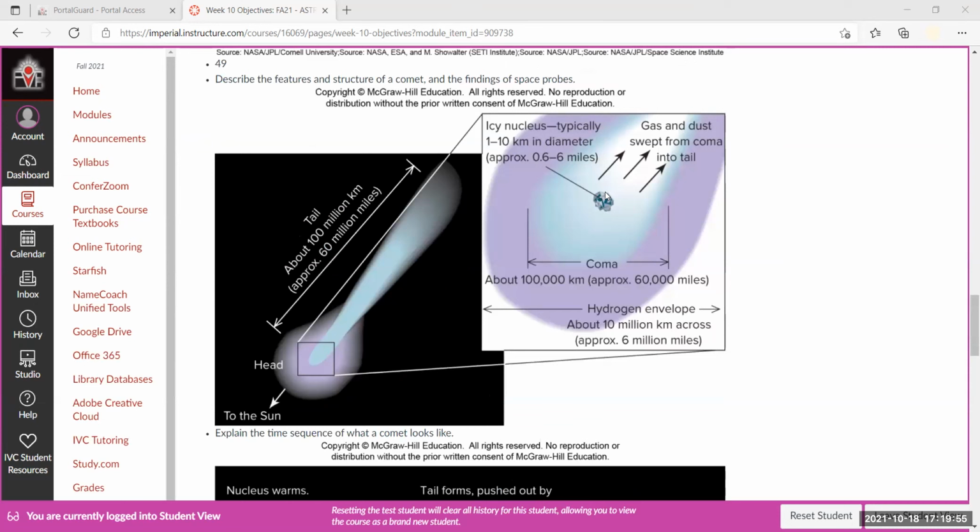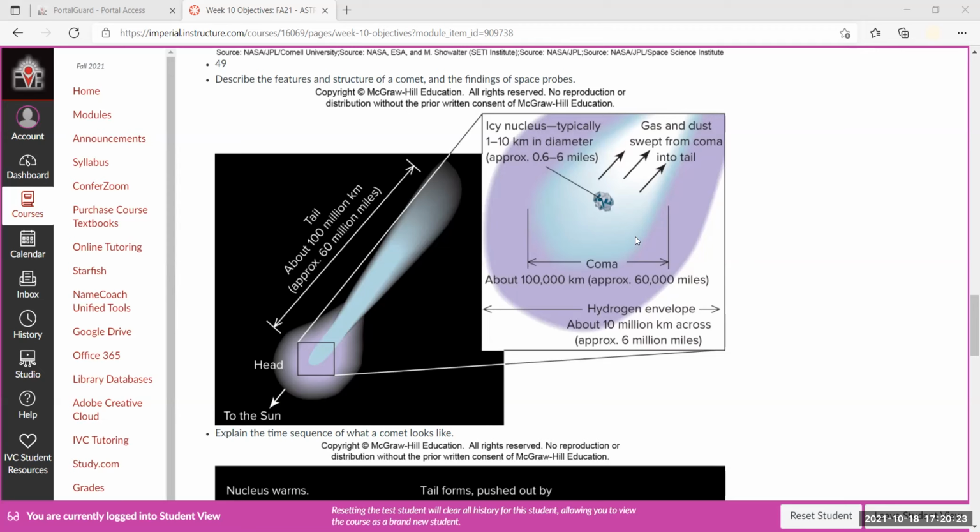In terms of structure itself, again, you have the icy structure, which can range from 1 kilometer to about 10 kilometers in size. It's a very small object, okay? 10 kilometers is about 6 miles, which is a big comet in this case. And then you have this gas and dust that's swept by the tail in here. So this is basically this part of the structure. This is a large structure.